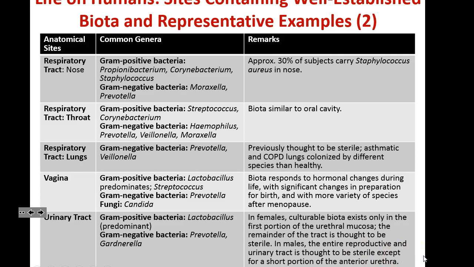In females, cultural biota exists only in the first portion of the urethral mucosa. The remainder of the tract is thought to be sterile. In males, the entire reproductive and urinary tract is thought to be sterile except for a short portion of the anterior urethra.